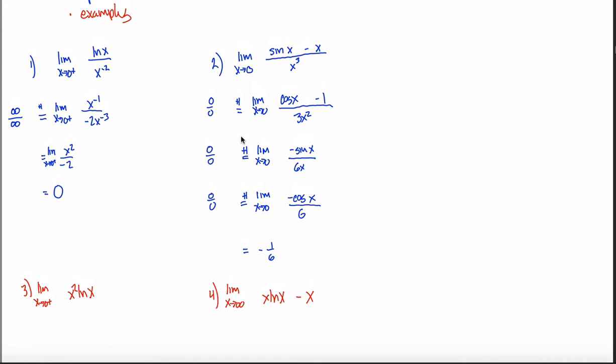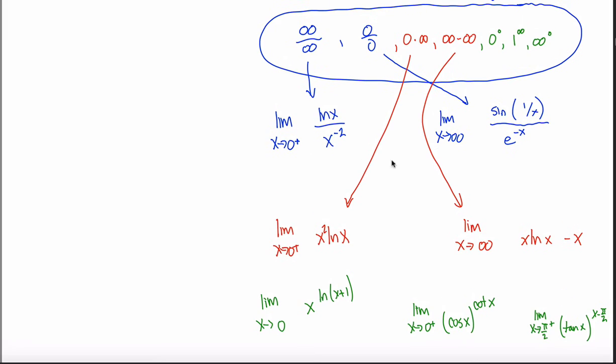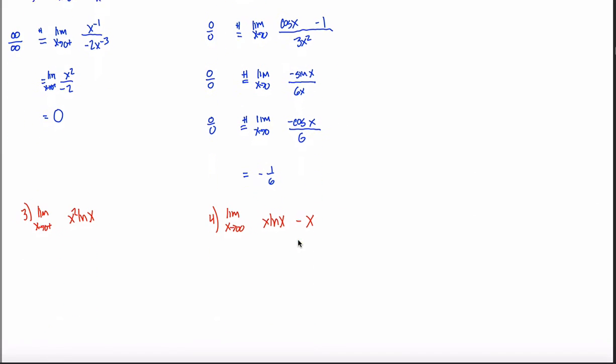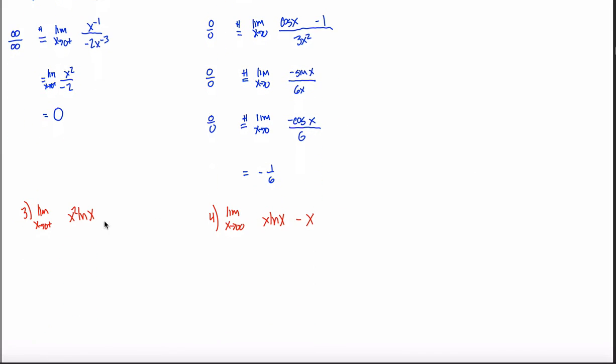So I get a 0 times negative infinity. I have this type of indeterminate form, 0 times infinity. Similarly, I have this infinity minus infinity type over here. But the good news about these types, the 0 times infinity and the infinity minus infinity cases, is all you have to do is algebra to turn it into a fraction.